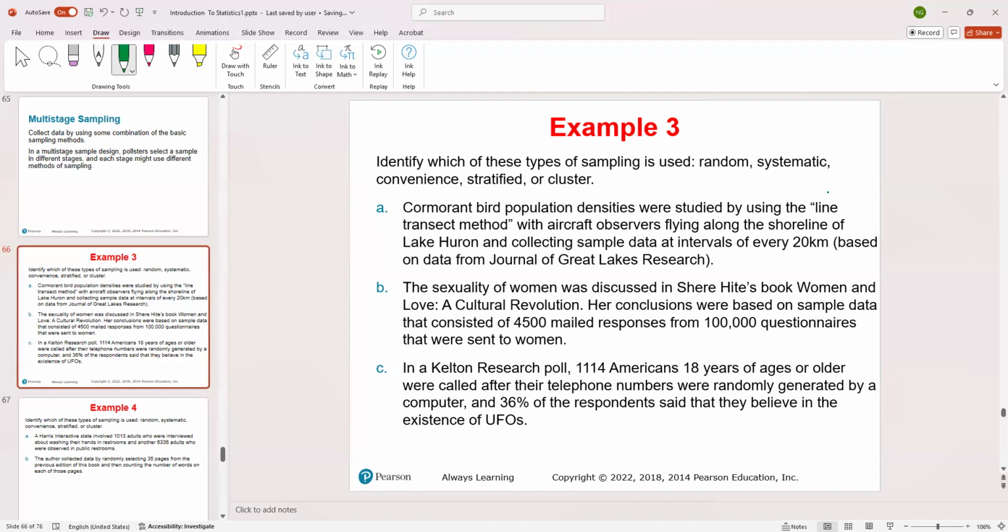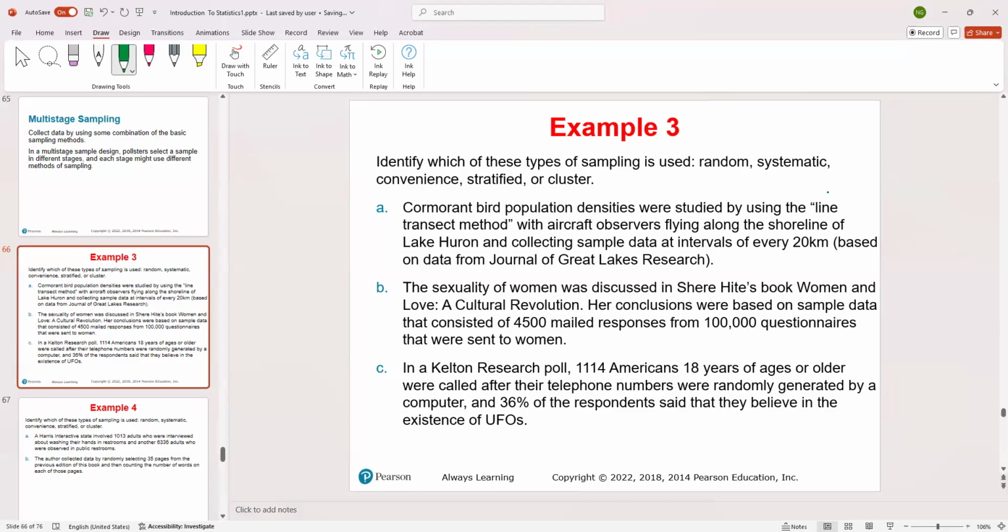Now, let's do a few examples identifying which of these types of sampling is used. Is it random, systematic, convenience, stratified, or cluster?